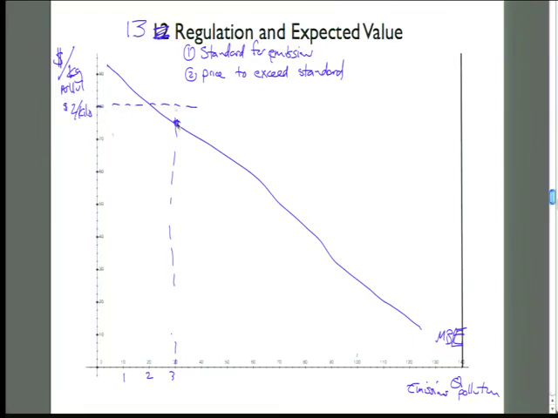So we have a price up here. If you exceed this, then you're going to have to pay this price up here as a penalty for emitting. So this price is higher than the marginal benefits. So they're not going to do it. They're going to clean up and adhere to the standard.